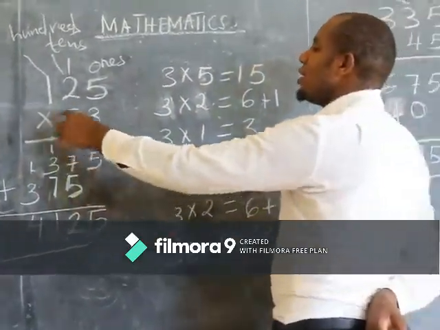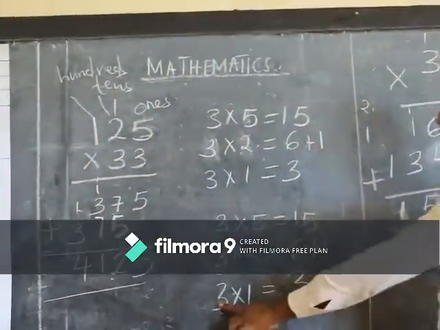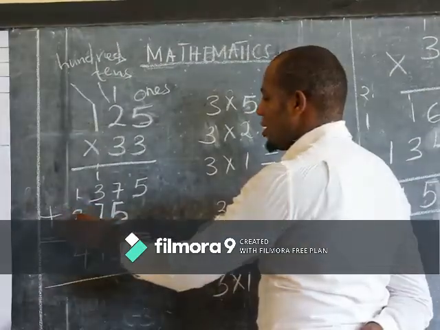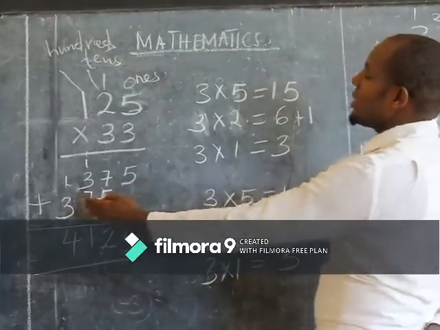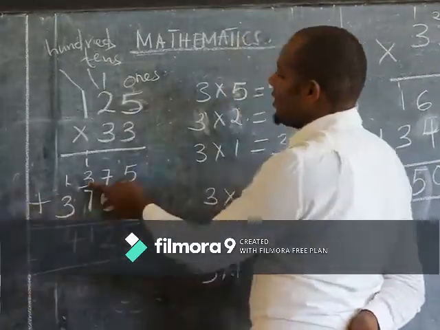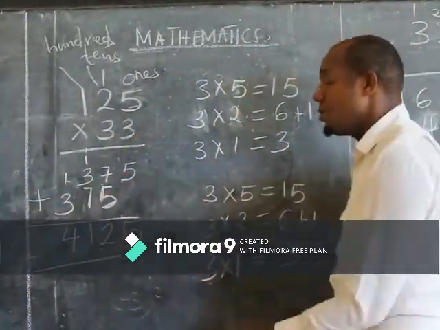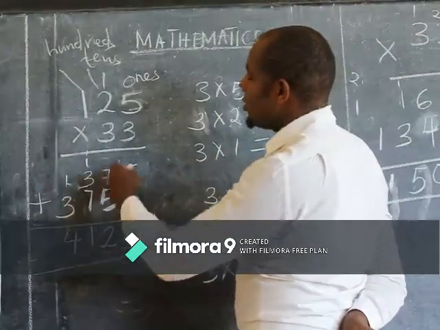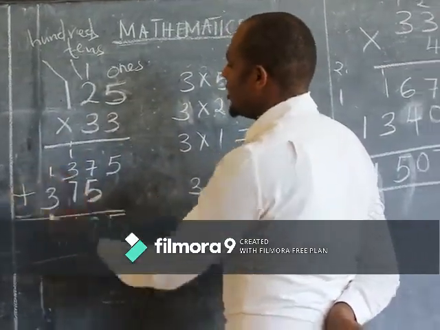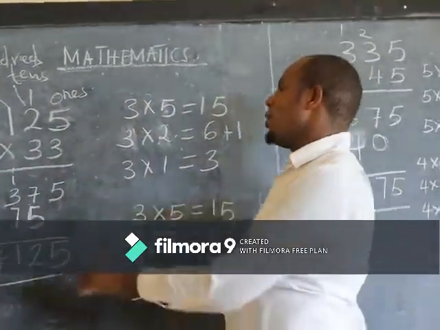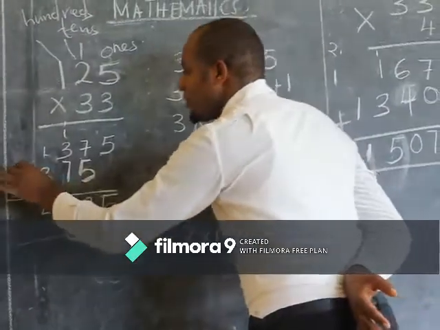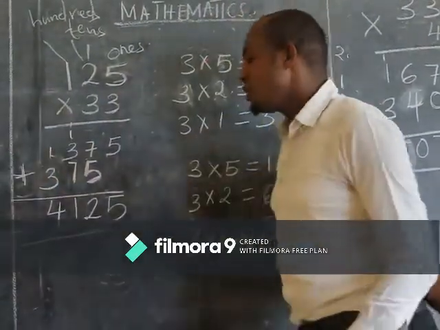3 times 1. 3 times 1 is equal to what? 3, it is going to be here. As you can see, it is just going outside the value that is on top. So that's how we are going to get the answer. Now, we are going to do addition here. The operation that is following here is addition.